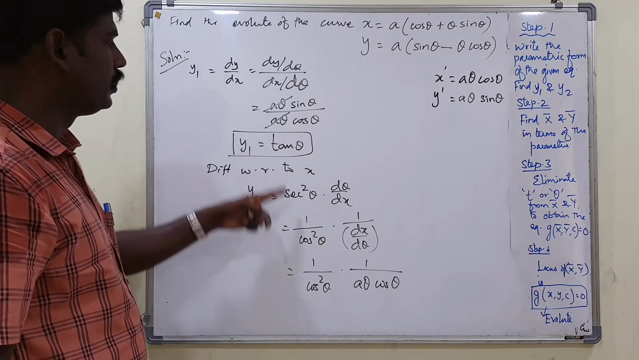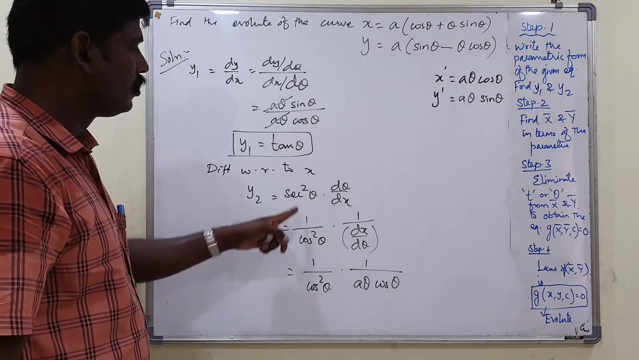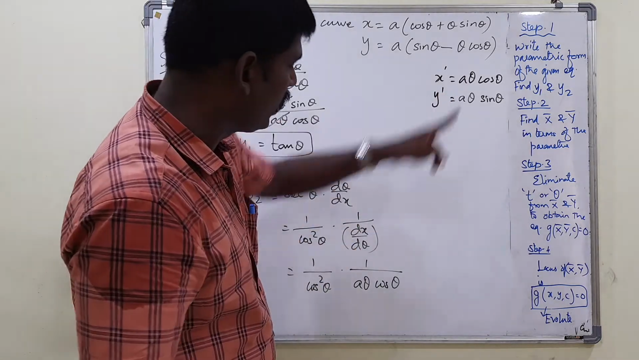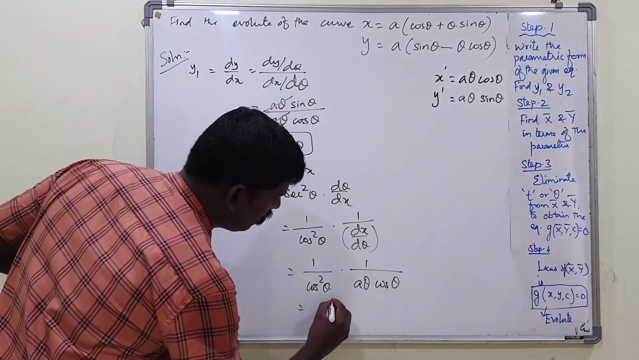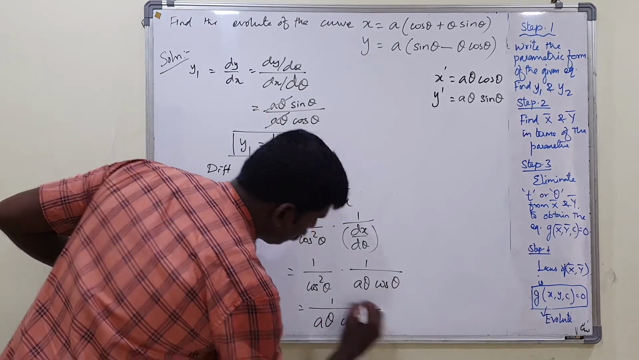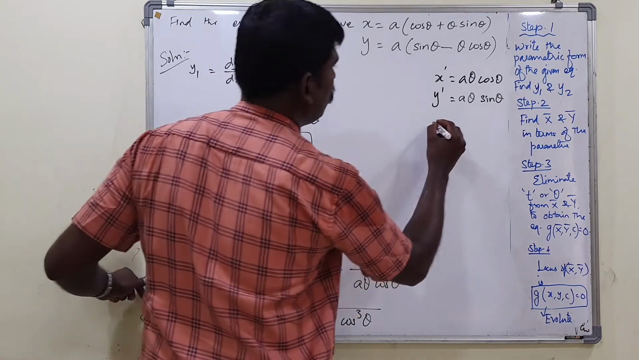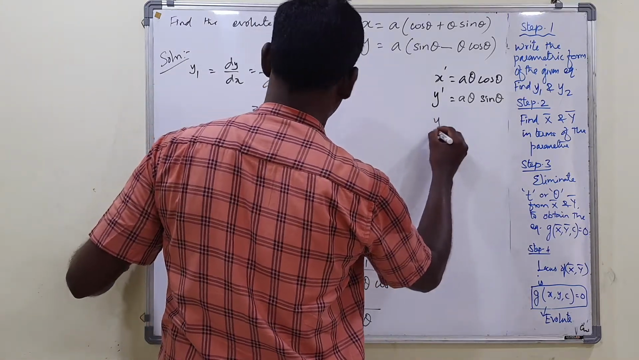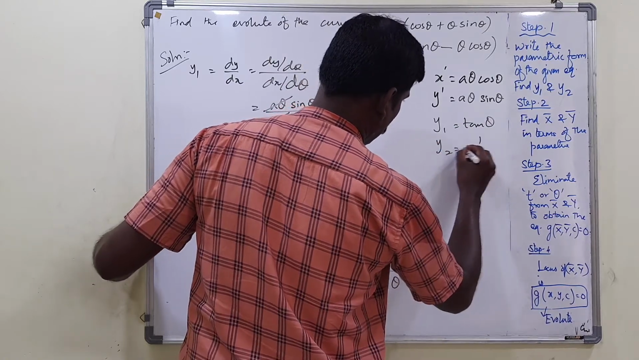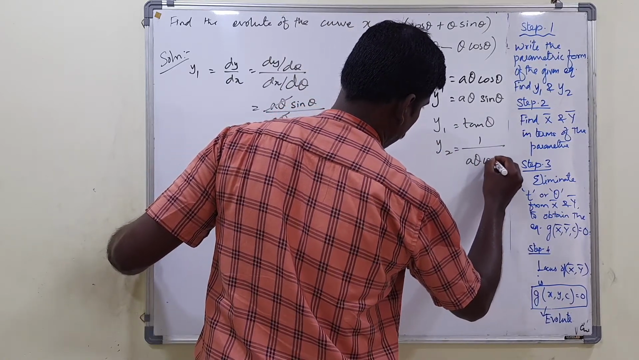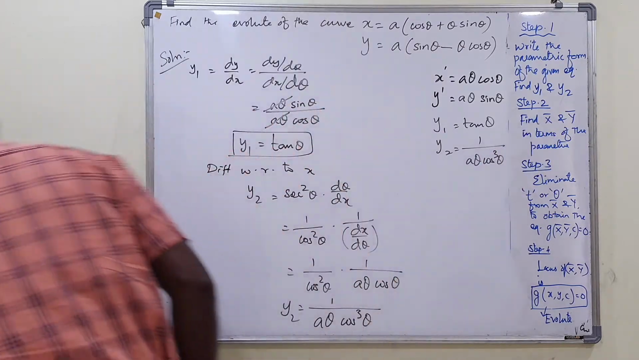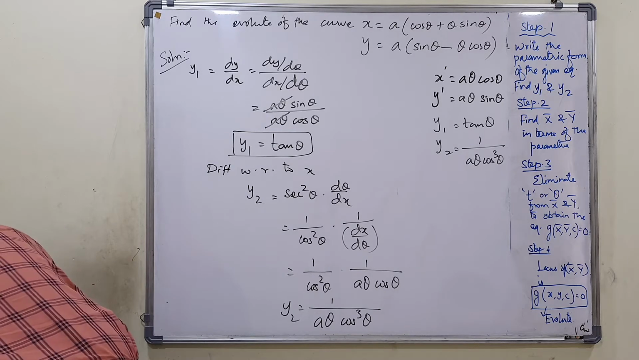The derivative of tan theta is secant square theta into d theta by dx. So secant square theta is 1 by cos square theta, into d theta by dx, where dx by d theta is a theta cos theta. That is equal to 1 by a theta into cos cube theta, which is the value of y2. So y1 is equal to tan theta and y2 is equal to 1 by a theta cos cube theta. So after finding y1 and y2, go for finding x bar and y bar.